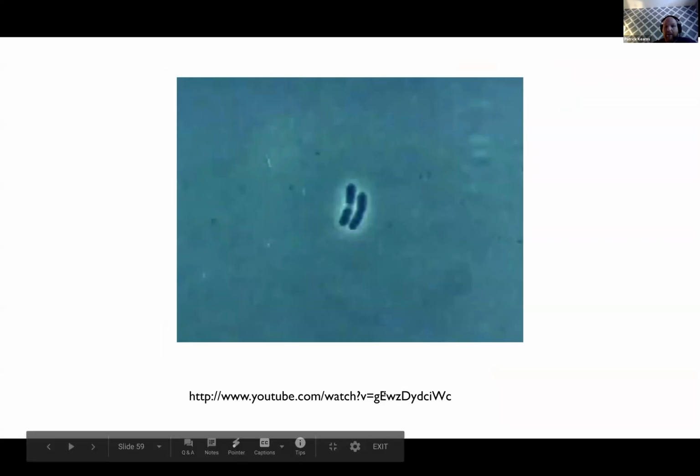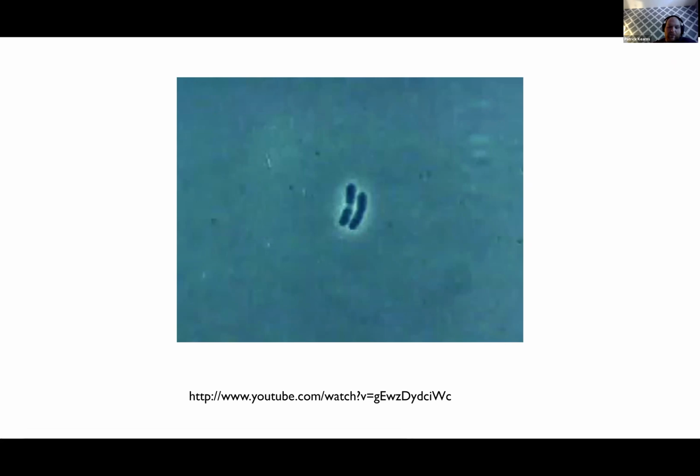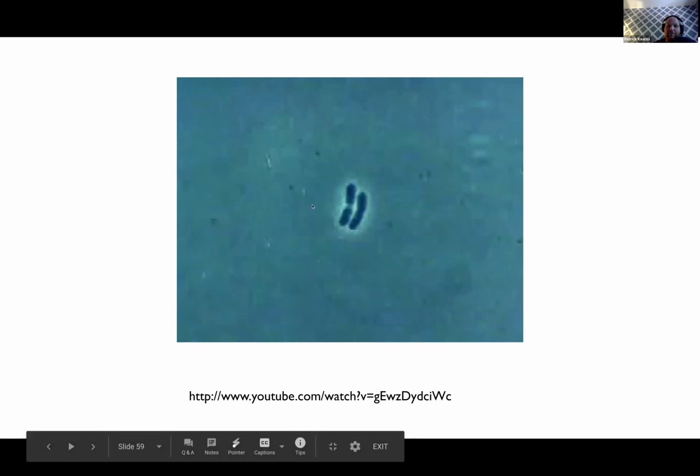And if you haven't seen what this looks like under a microscope, feel free to take a peek at this YouTube video. Watching YouTube videos over recording lectures is kind of weird, so I'll let you watch that on your own. It's a pretty cool YouTube video. It shows you what replication and binary fission looks like in a microscopic organism.